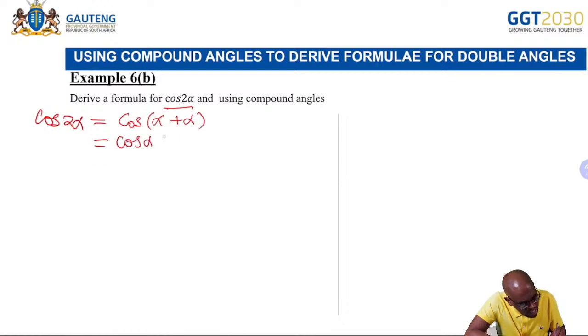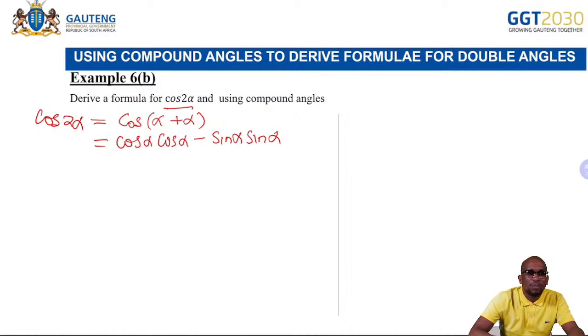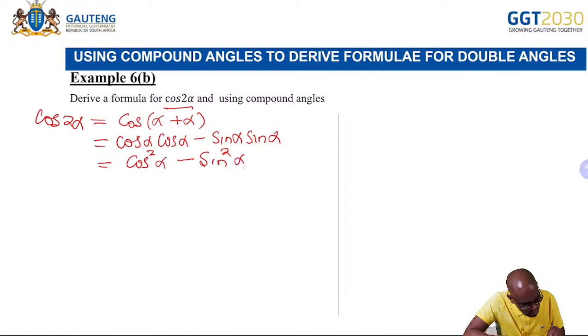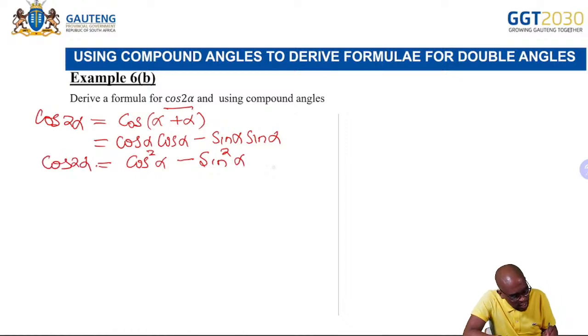means this would be cos alpha cos alpha minus sine alpha, sine alpha. That's how you expand the cosine. Now, it's cos minus sine. So now this would be the cosine squared of alpha minus the sine squared of alpha. That would be the cosine of 2 alpha using compound angles.